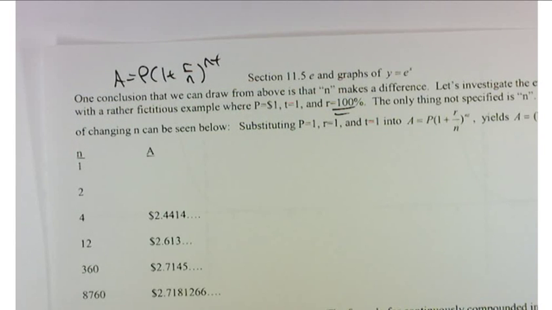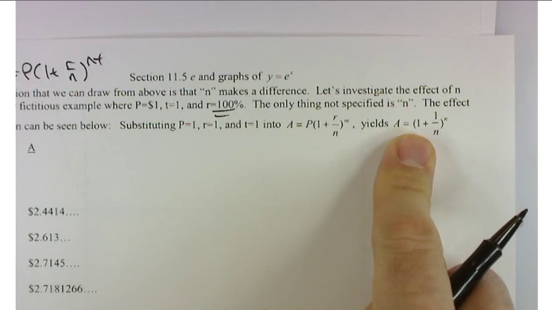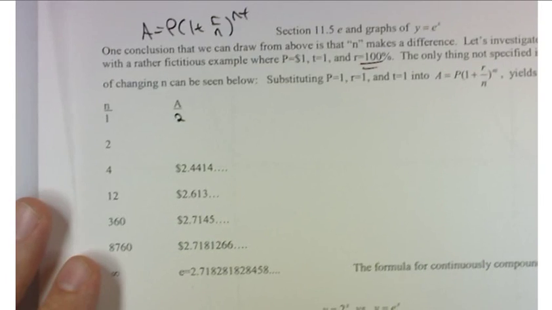that interest is compounded. So for instance, if you invested your dollar on January 1st and you got 100% interest at the end of the year, 100% of a dollar is a dollar. So if you put in N equals 1 into this formula, then you're going to be left with 2. So you'll have $2 at the end of the year.